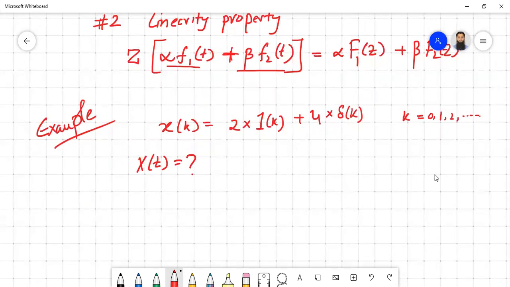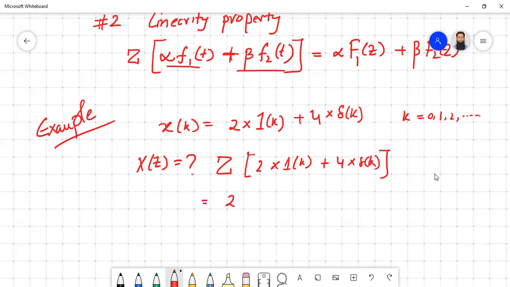Now just apply the linearity theorem. The linearity theorem says the Z transformation of 2 into 1(k) plus 4 into delta(k) is simply, you take the coefficients out, then you just apply this value.